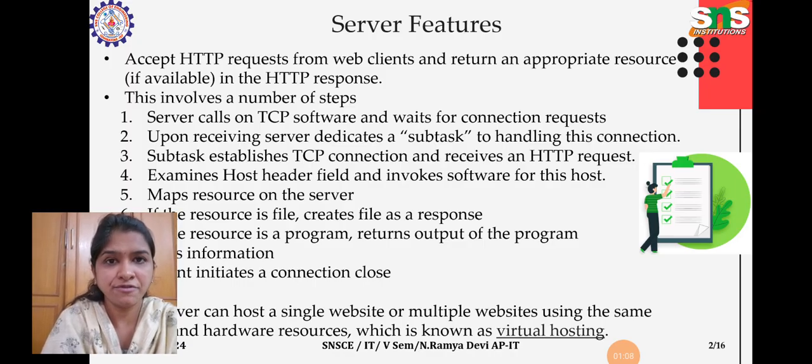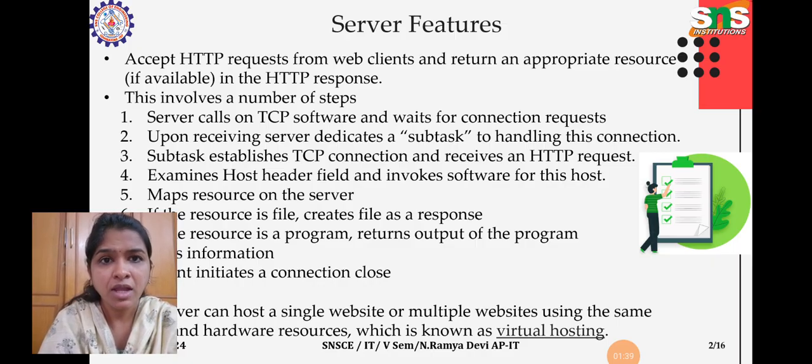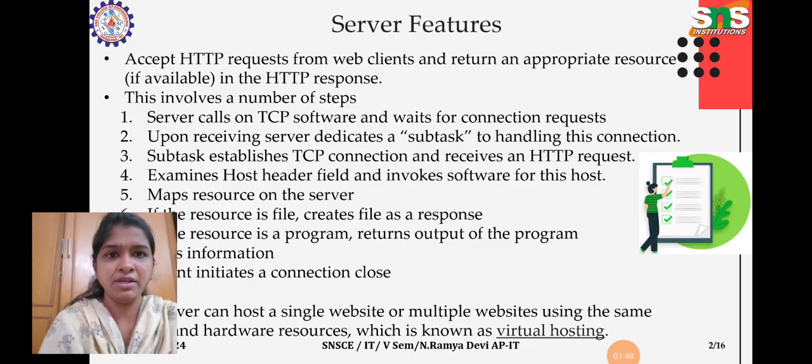This involves a number of steps in the web server. The first step is the server calls on TCP software and waits for a connection request. Upon receiving one, the server dedicates a subtask to handling this connection. The subtask establishes the TCP connection and receives an HTTP request. It examines the host header field, invokes software for this host, and maps the resource on the server. If the resource is available, it creates a file as a response, and if the resource is a program, it returns the output of the program. Then the client initiates a connection close once the client has received the HTTP response.